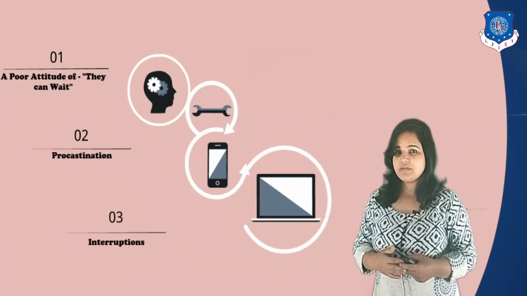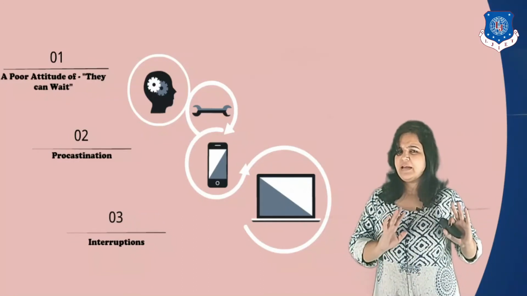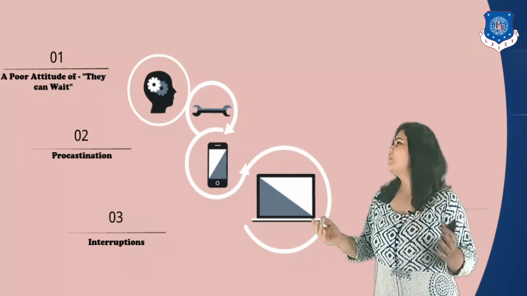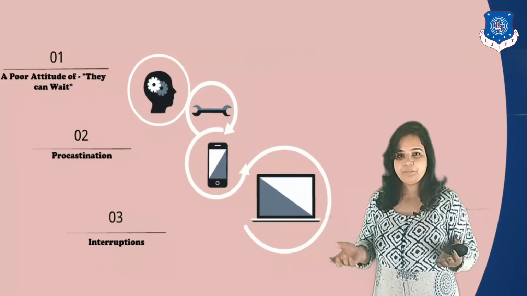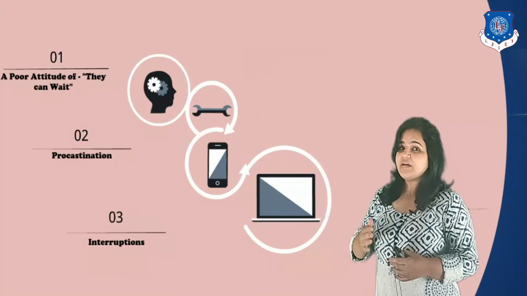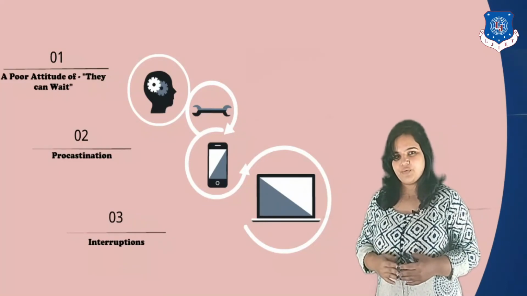The third problem is interruptions. We have this tendency that even if we are loaded with work, we roam about like we do not have any work and we are very free, which would lead other people to think that you are ready to complete their work, and that is why they will interrupt your work.